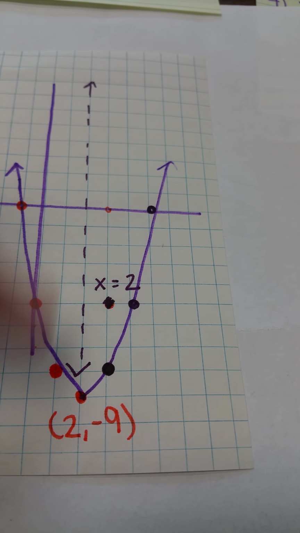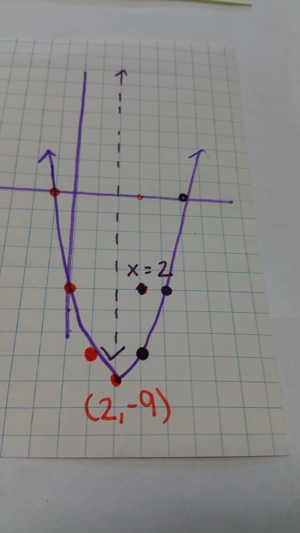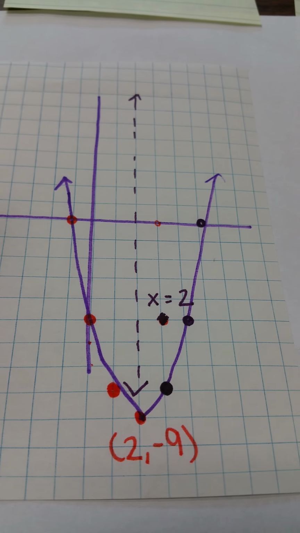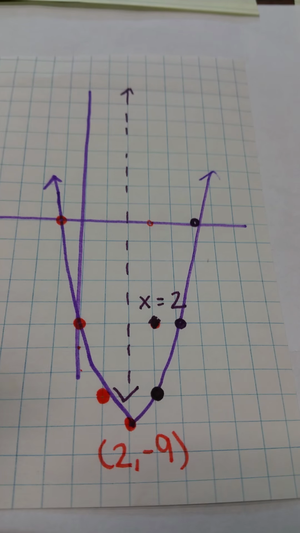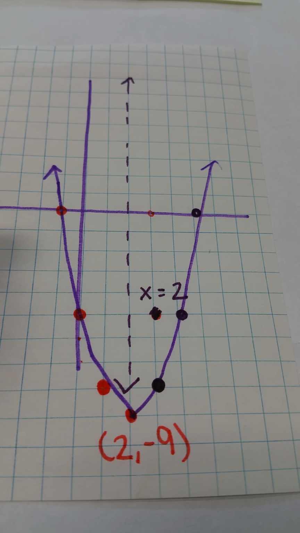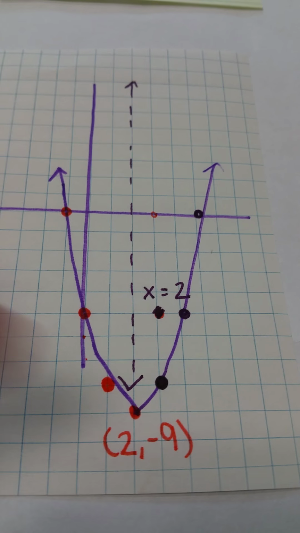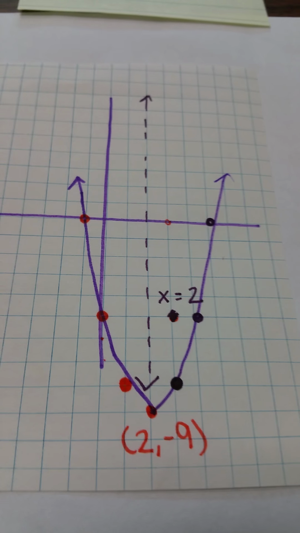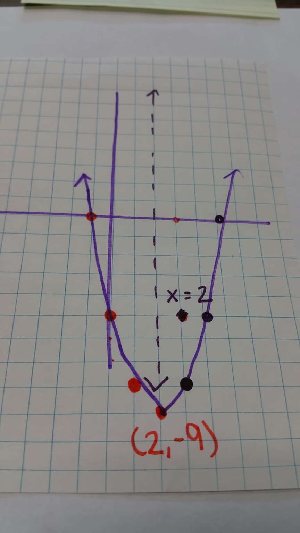So when you use the axis of symmetry to make a mirror image, you end up with a graph. It's 5 steps in order to graph this equation. You have your vertex, you have your axis of symmetry, you have your 3 points on one side, 3 points on the other side. And that is how you graph a quadratic function.